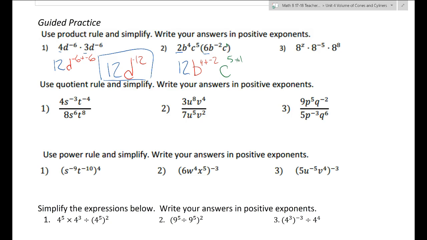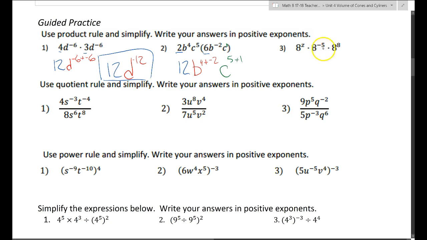And then we come down here and we say, all right, cool. All of these are the same base, so I'm just going to say, okay, 8z, that's a z. Wow, that's a terrible z. Let me rewrite that. 8z plus negative 5 plus 8. So that's pretty much done. I mean, I can simplify the negative 5 plus 8 piece, but I get z to the 3rd and I'm done. It seems strange, but that's how you do it.